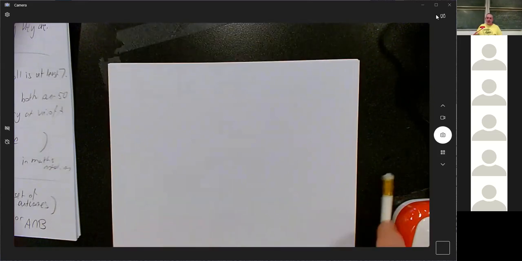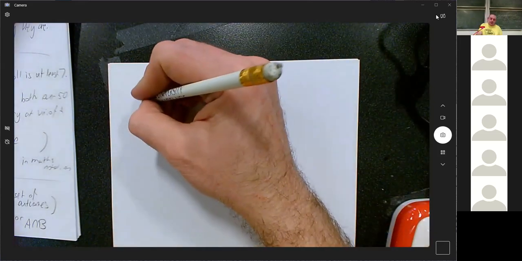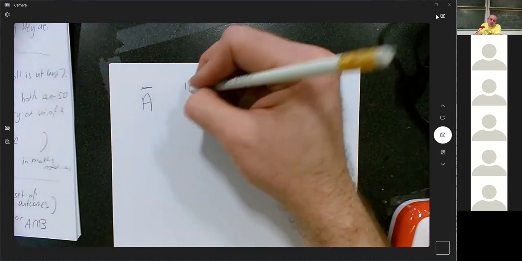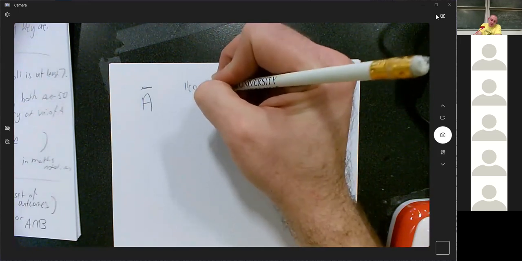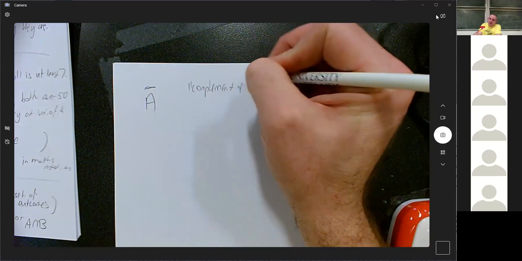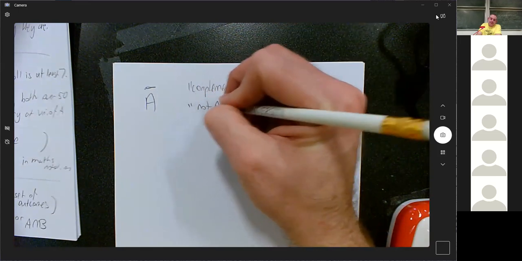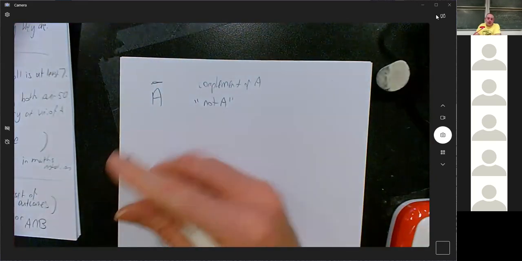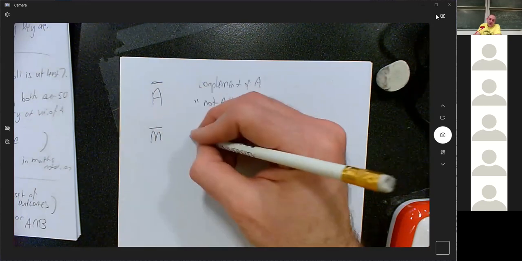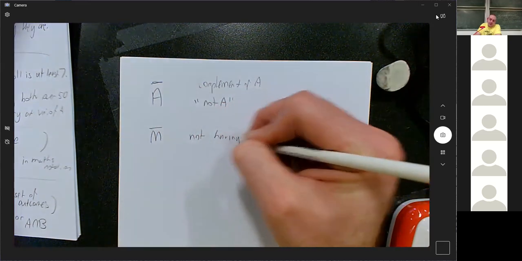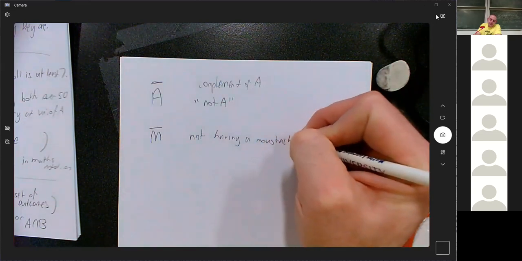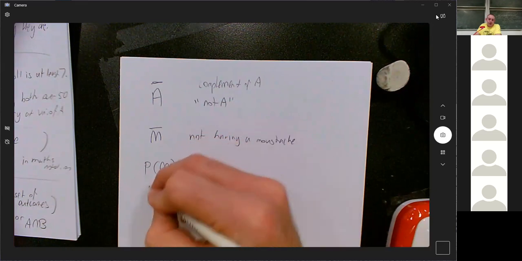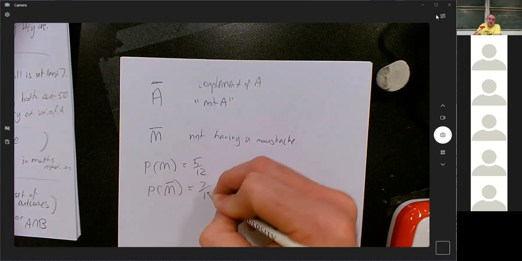So the only other notation we haven't covered is the complement. So I think they use a bar in your course for this. And so this is the complement of A. That's the notation, but I would read it aloud as not A. And so if M is having a moustache, this would be not having a moustache. And if the probability of M was 5/12, well, the probability of M bar would be 7/12 because that's all the other ones.